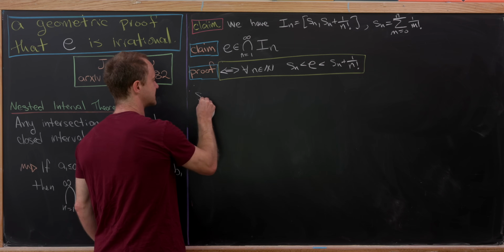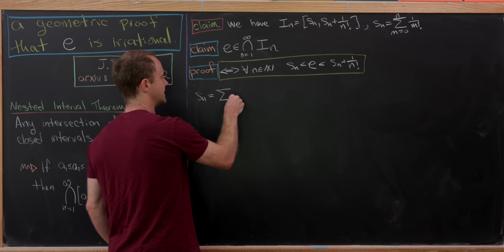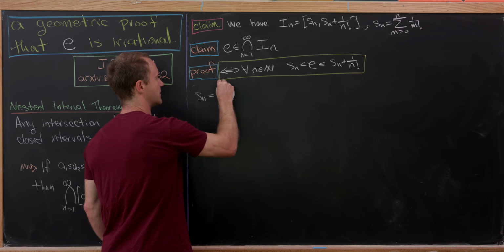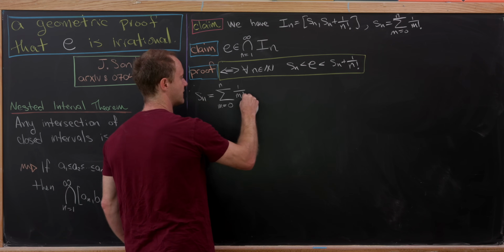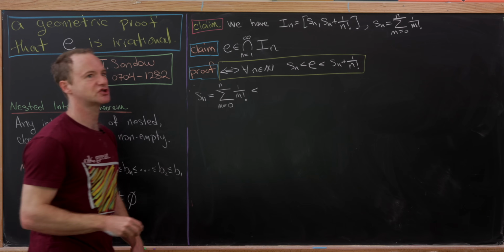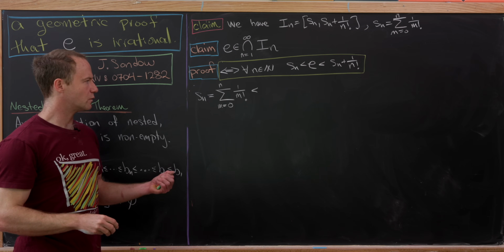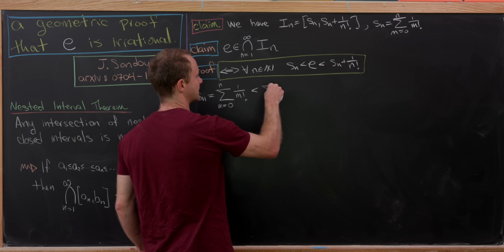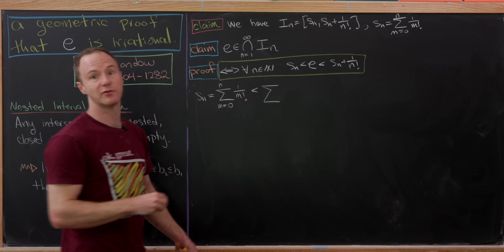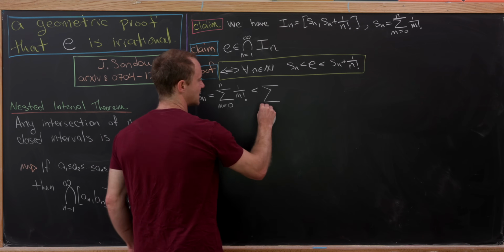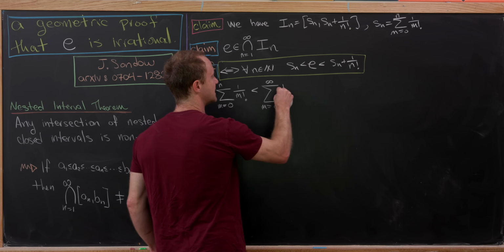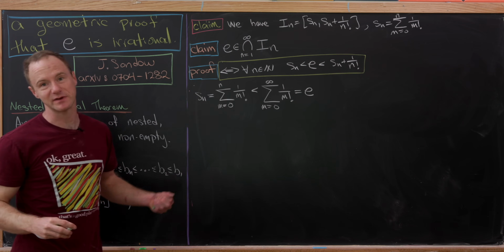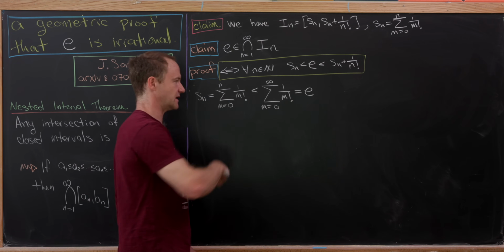So let's take s sub n and write it via its definition. This is the sum as m goes from 0 up to n of 1 over m factorial. But that's going to be strictly less than what we have if we just extend this to an infinite sum. I think that's pretty clear because this is a sum of all positive terms. So the sum as m goes from 0 to infinity of 1 over m factorial. Oh, but that's equal to the number e. Kind of famously, that's the series definition of e.